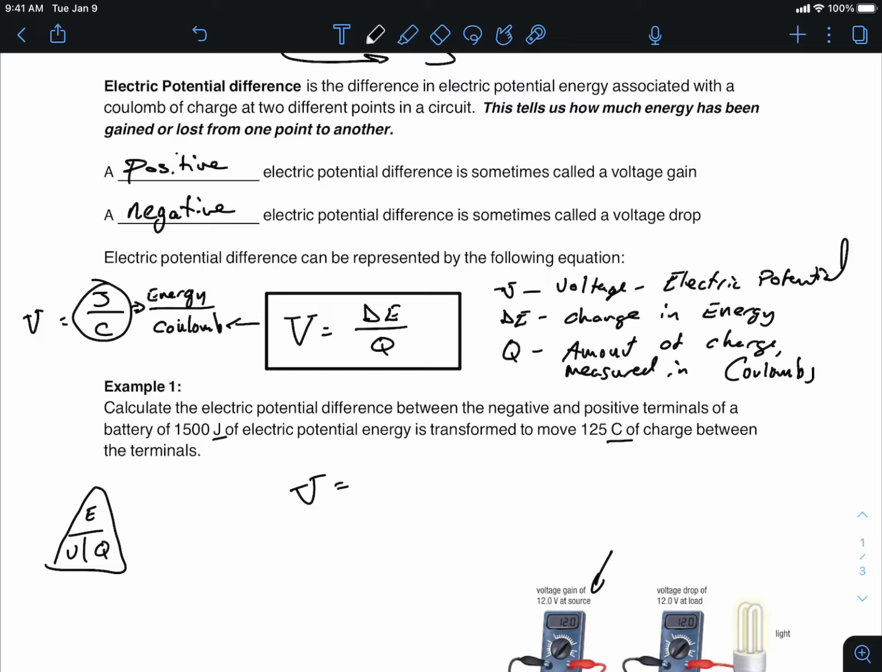the amount of energy divided by the charge. So we're going to have 1500 joules divided by how much charge there is, how many coulombs, which again I'll show you what that looks like in a second, 125. And you should see that comes out to be 12 volts.